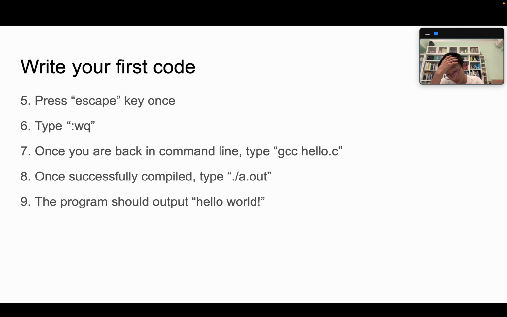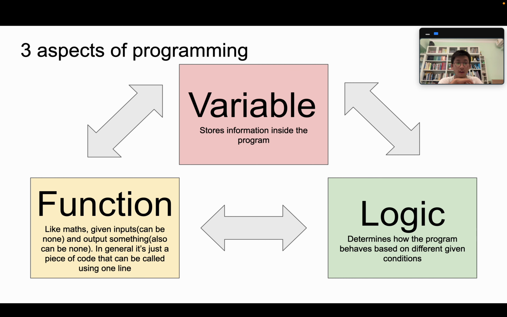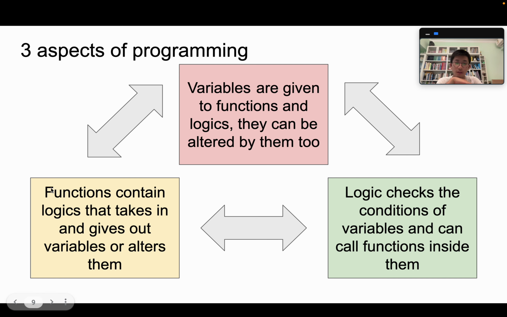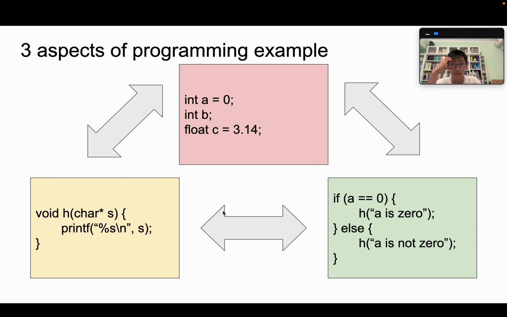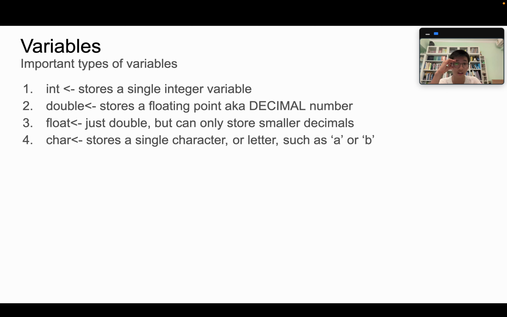Congratulations. So yeah. Now we're gonna learn about the basics of programming in C. You see there's function, variable, and logic. So what are they? A function contains logic that takes in inputs and gives outputs, right? Variables can store stuff, and logic checks the conditions of variables and calls functions. For example, this is a function, this is a condition, this is a variable. You're gonna learn more about it later.